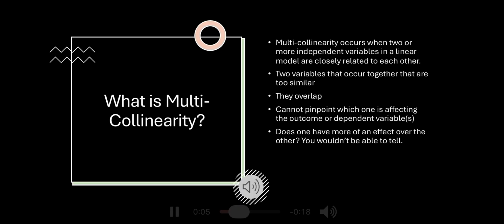Well, it occurs when two or more independent variables in a linear model are closely related to each other. This is when they're too closely related. They overlap. You can't pinpoint which one is affecting the outcome or the dependent variables. Does one have more of an effect over the other? You won't be able to tell.